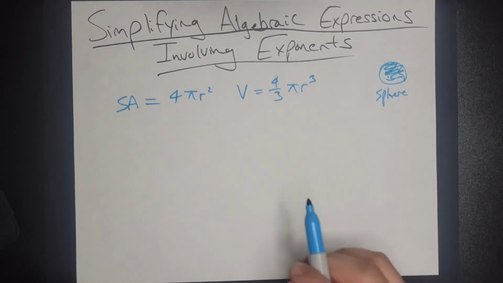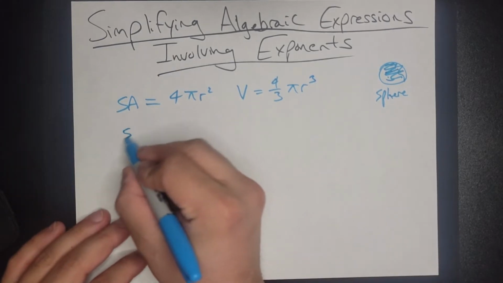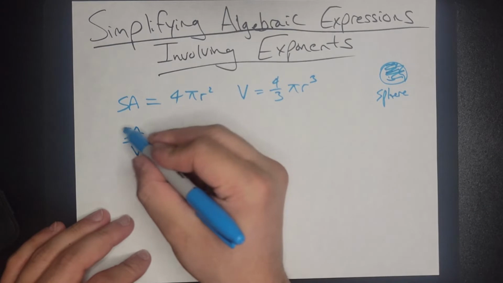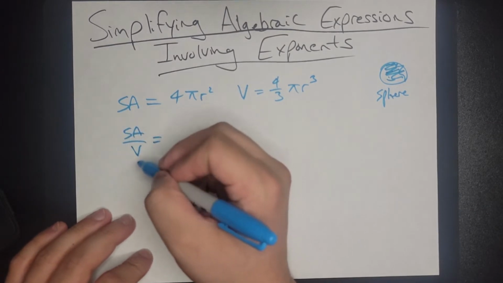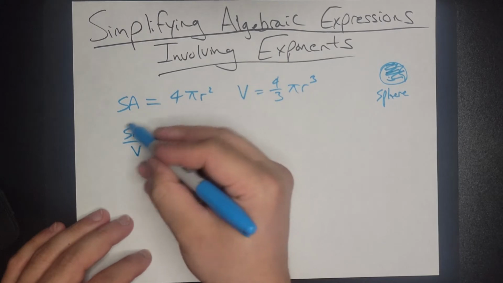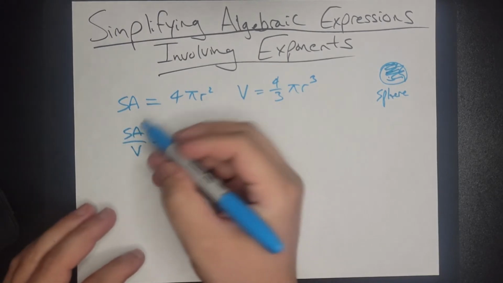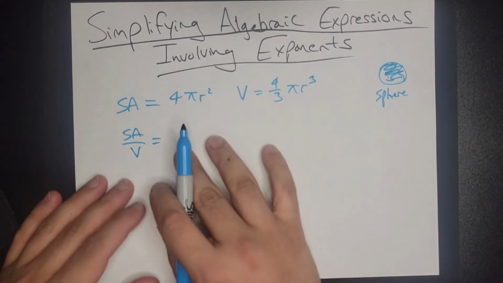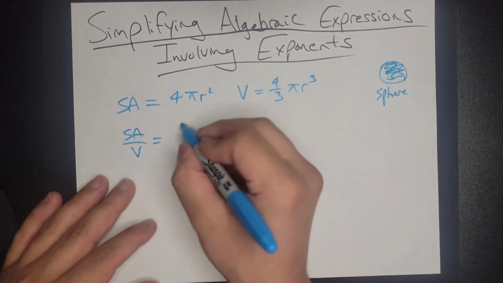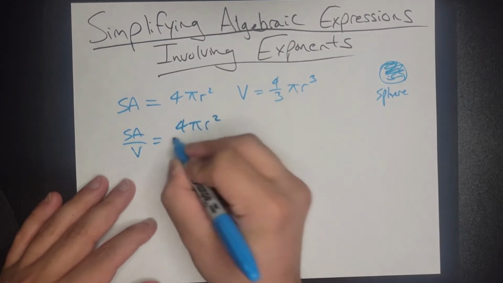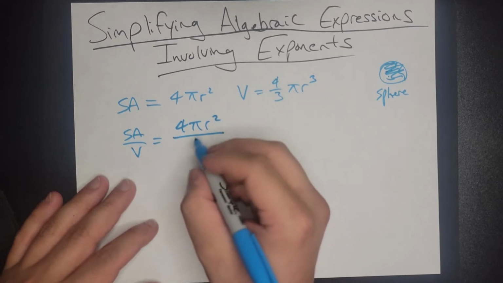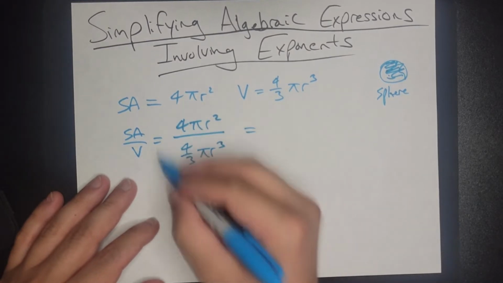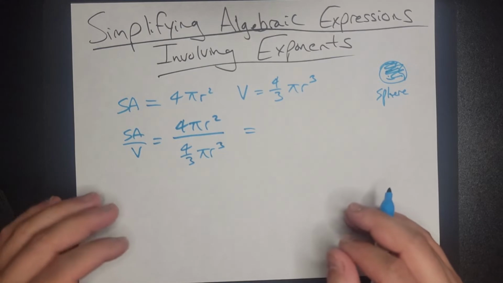So now I want to find this expression, surface area over volume. This basically represents the surface area to volume ratio, in which, well, you'll see what we do. But the point of this being is that we have exponents in this expression, and now I want to simplify it.